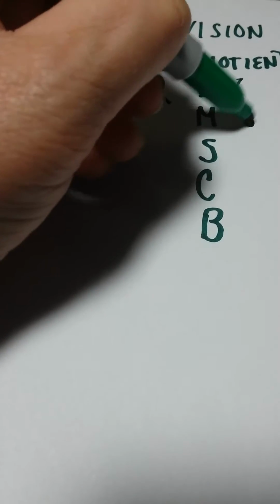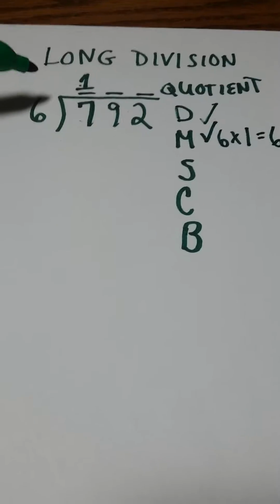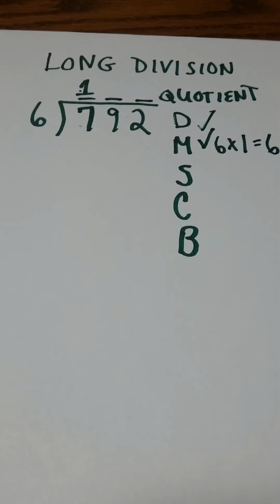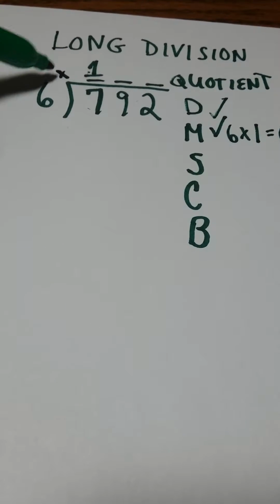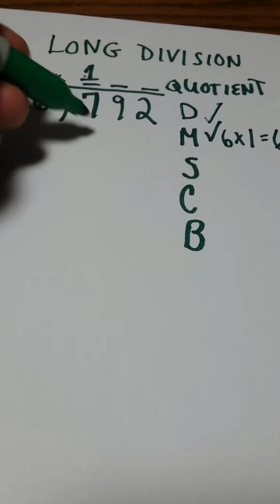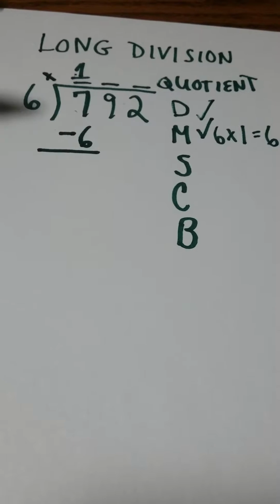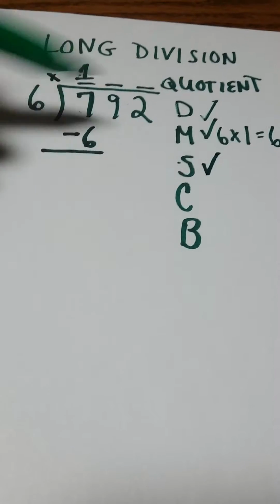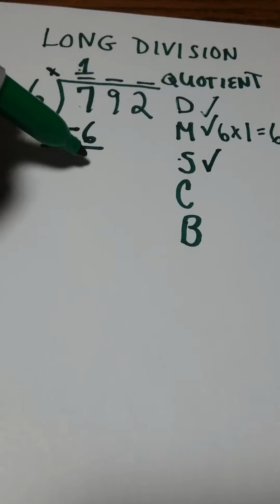So let's multiply: 6 times 1 equals 6. And you might wonder, well, what do I do with the 1 and what do I do with the 6? Well, I put the 1 up here because I'm actually multiplying 6 times 1. And I put the answer of 6 underneath the 7. And then my next step would be to subtract. Subtract out the 6. 7 minus 6 is 1.